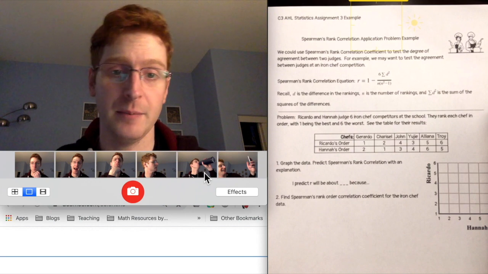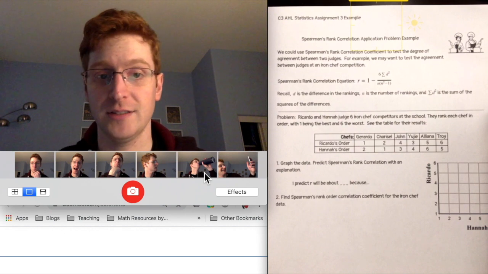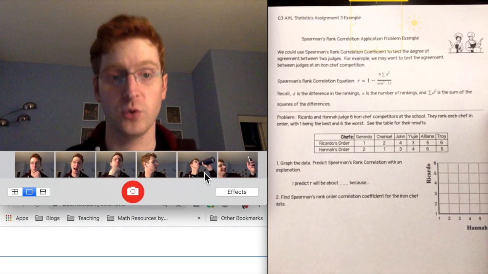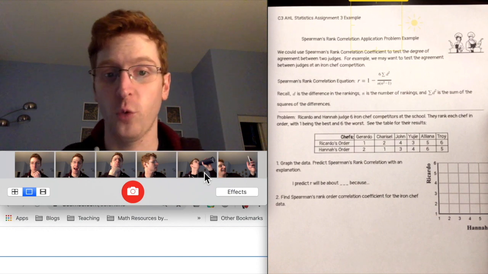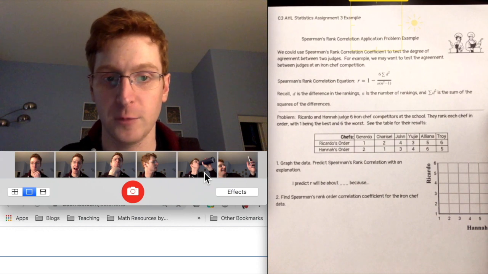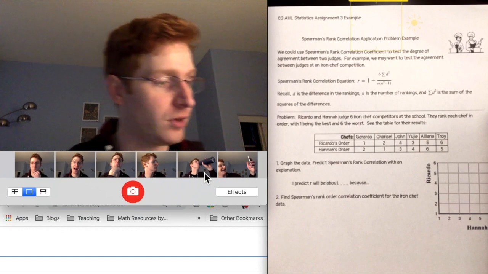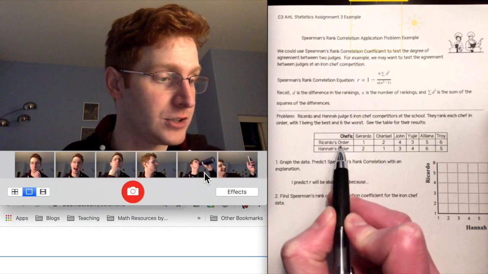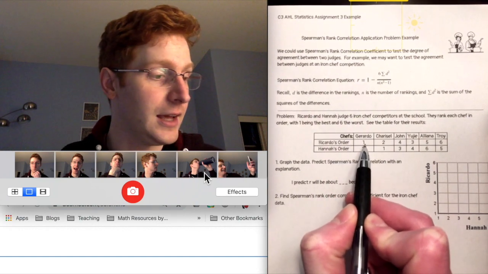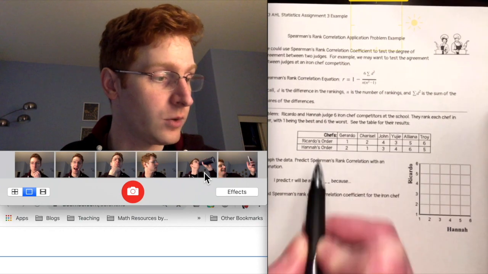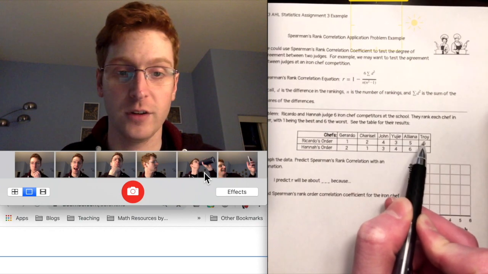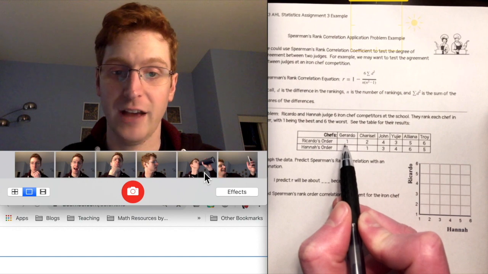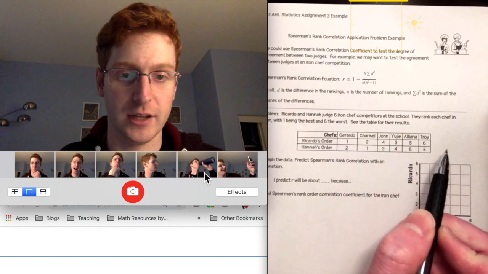In this example, Ricardo and Hannah are judging 6 Iron Chef competitors at the school. They rank each chef in order, with 1 being the best and 6 being the worst. So for example, if we look at Ricardo's judging, he says that Gerardo is ranked number 1, whereas Troy is ranked worse, meaning that Gerardo is the best chef according to Ricardo and Troy is the worst.